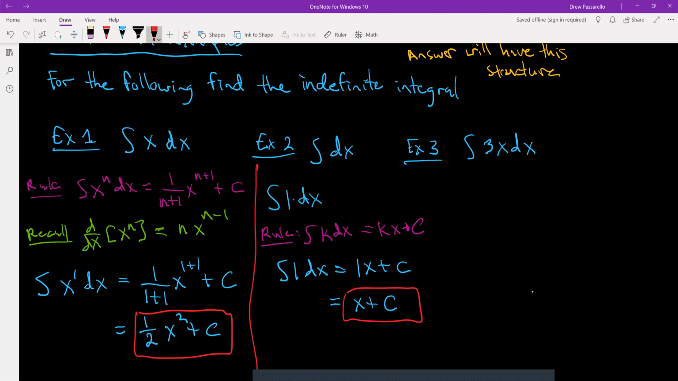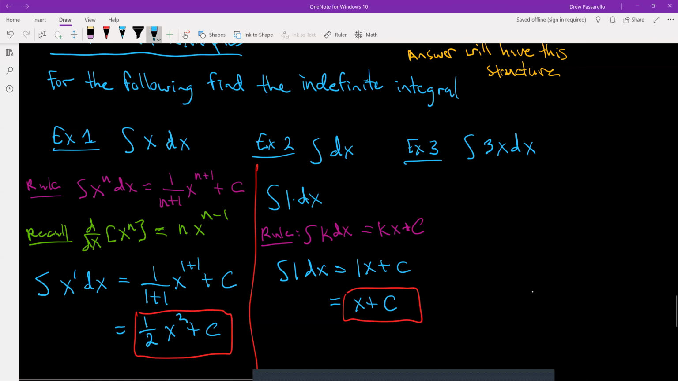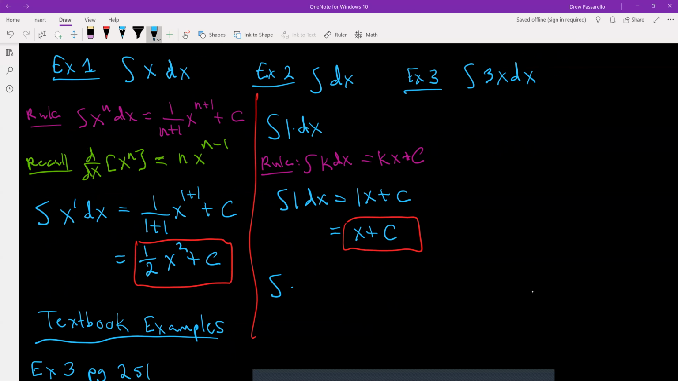All right, so anytime you have an integral where it's just a blank integral, you just have dx, it's always going to result in x plus c, because it's really like 1 times dx, where 1 is our value k, in which we're using that rule. Integrating k, you get kx plus c. In this case, it was 1 times x plus c.